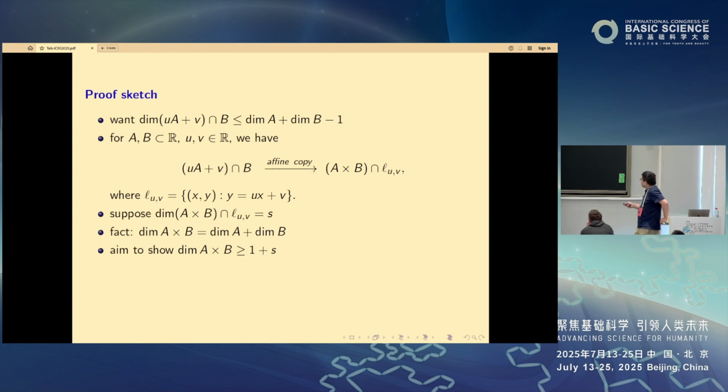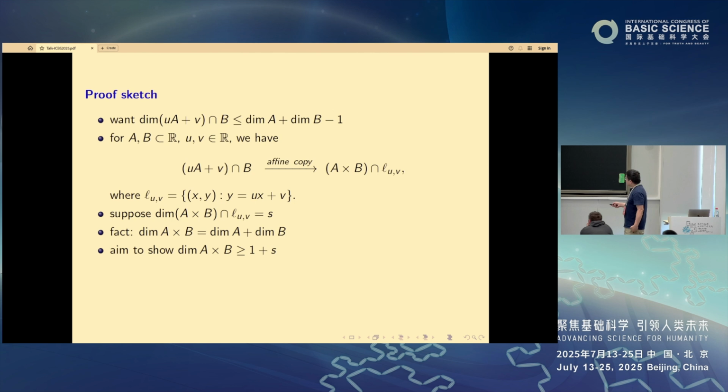So now suppose that this is nice. We consider this product set and consider this slice. Suppose that we have a slice of dimension S. That means we have an intersection with dimension S, and we want to show that this is less than dimension A plus dimension B minus 1. But for this kind of Cantor set, we know that the dimension of the product set is equal to dimension A plus dimension B, just because those sets have equal Hausdorff and box dimension.